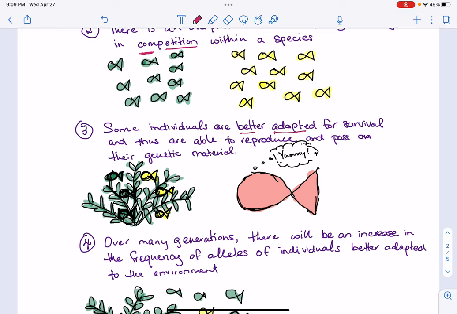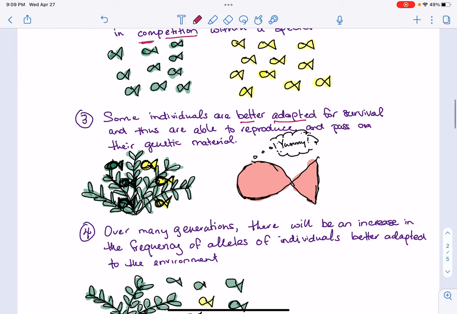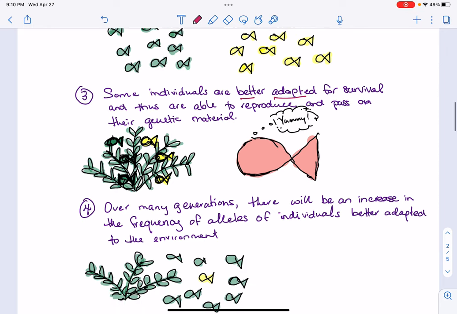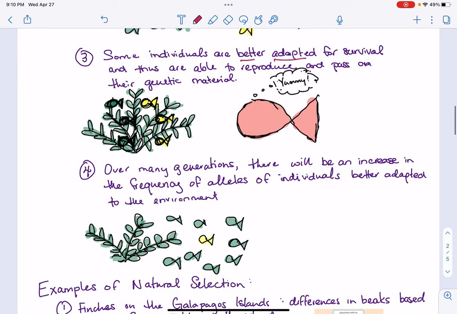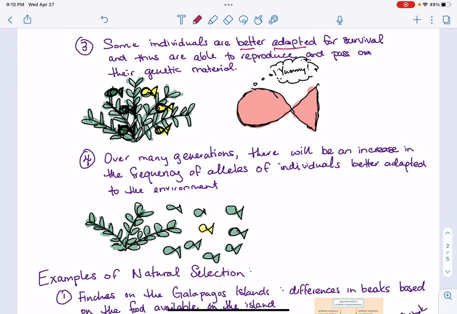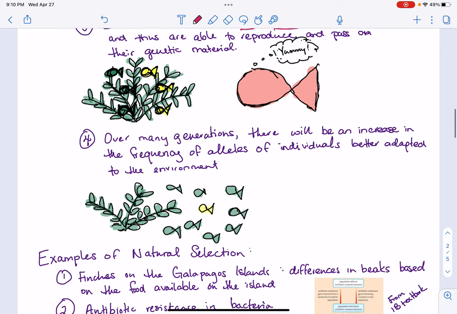So with our example of the green fish and the yellow fish, the green fish are able to more blend in with their environment. The yellow fish stand out, so their predators are going to eat them. And then over many, many generations, we see an increase in the frequency of alleles of individuals that are better adapted to their particular environment. So over time, we're going to see less and less of the yellow fish, and more and more of those green fish, okay?